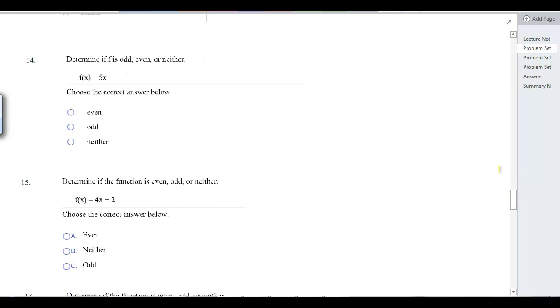All right, 5x. There's no picture for that, but what's the understood exponent? It's a 1, which is an odd number. This is an odd function.